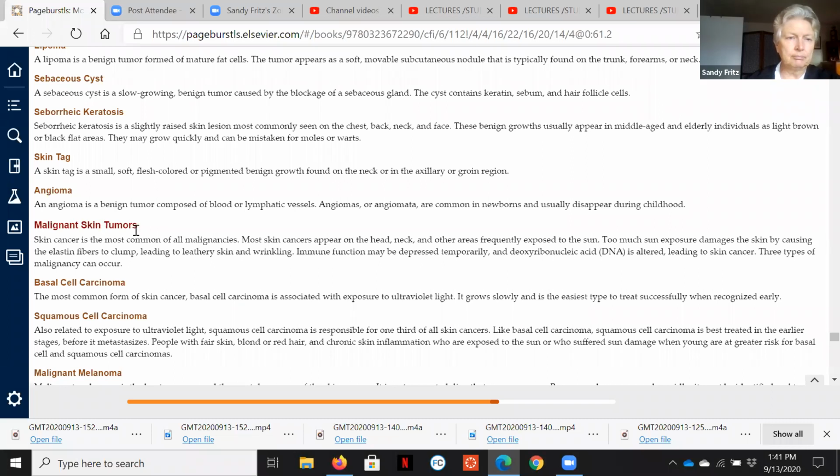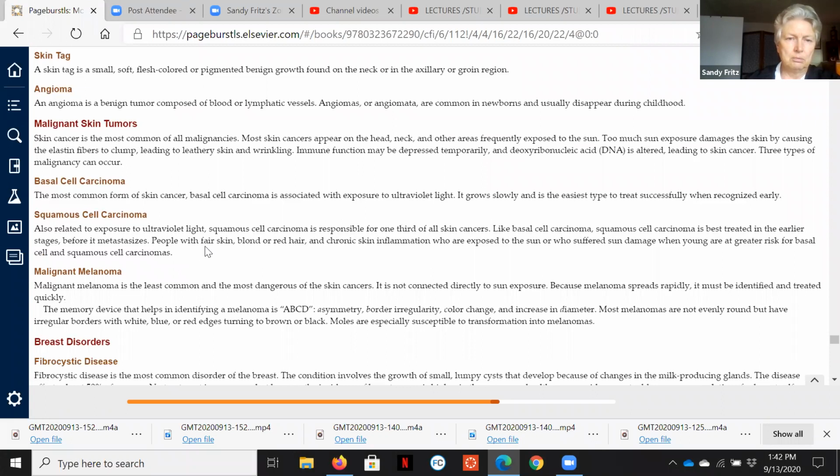And then we have our malignancies, our malignant skin conditions, and some of these are very easily treated. Basal cell carcinoma, squamous cell carcinoma, those are, especially if caught early, they can be treated fairly successfully. But melanoma is very dangerous, and it can show up even in areas that you don't expect, like under the nails or whatever.